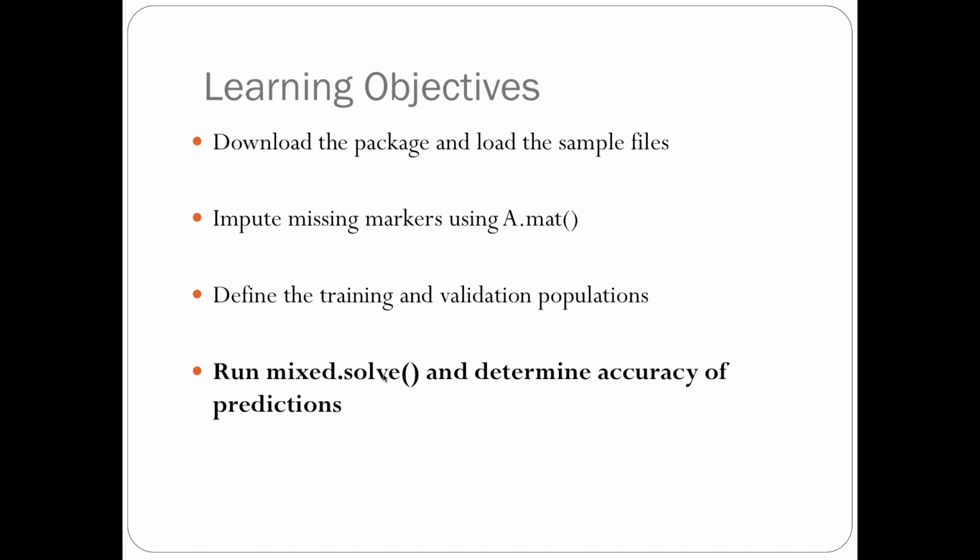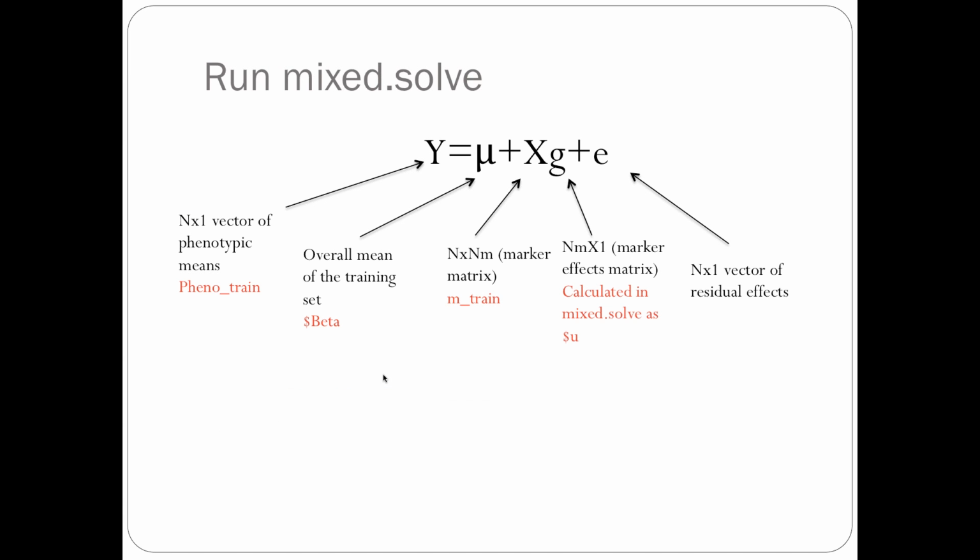Okay, so now to run mix.solve and to determine the accuracy of these predictions. So this is the equation for genomic selection. And to go through the equation, the y value is the n/1 vector of the phenotypic means. And this is the pheno_train matrix that we created in the slide before. The mu value is the overall mean of the training set. And this is output by the mix.solve as the $beta.